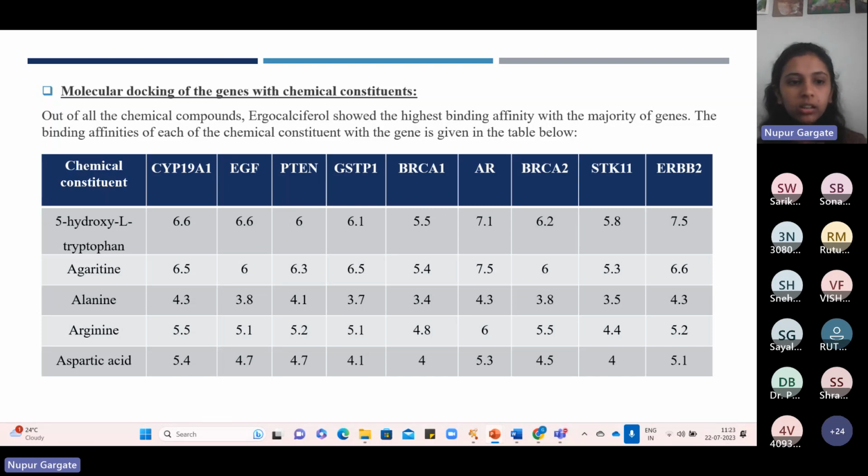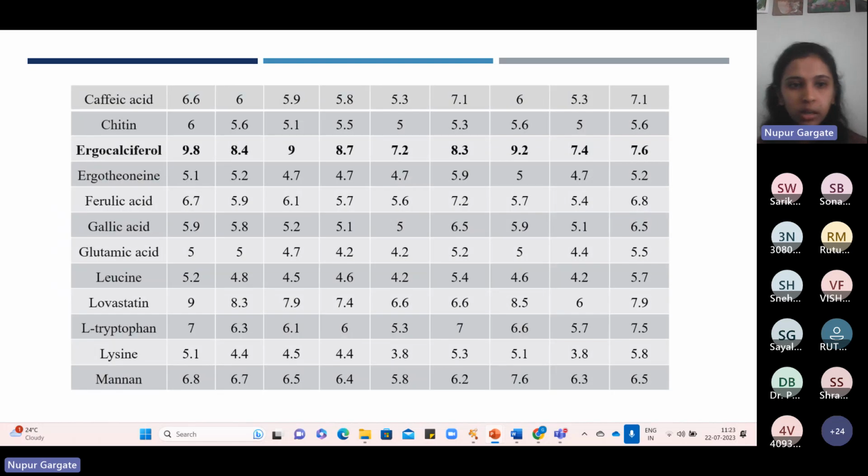We can see that all these constituents have pretty low values of binding affinity. But when we look at ergocalciferol, which I have highlighted in bold, we can see that the values are very high in almost all of these genes. So from this, we can draw the conclusion that ergocalciferol or vitamin D2 has very good binding affinity with all of these 9 genes.